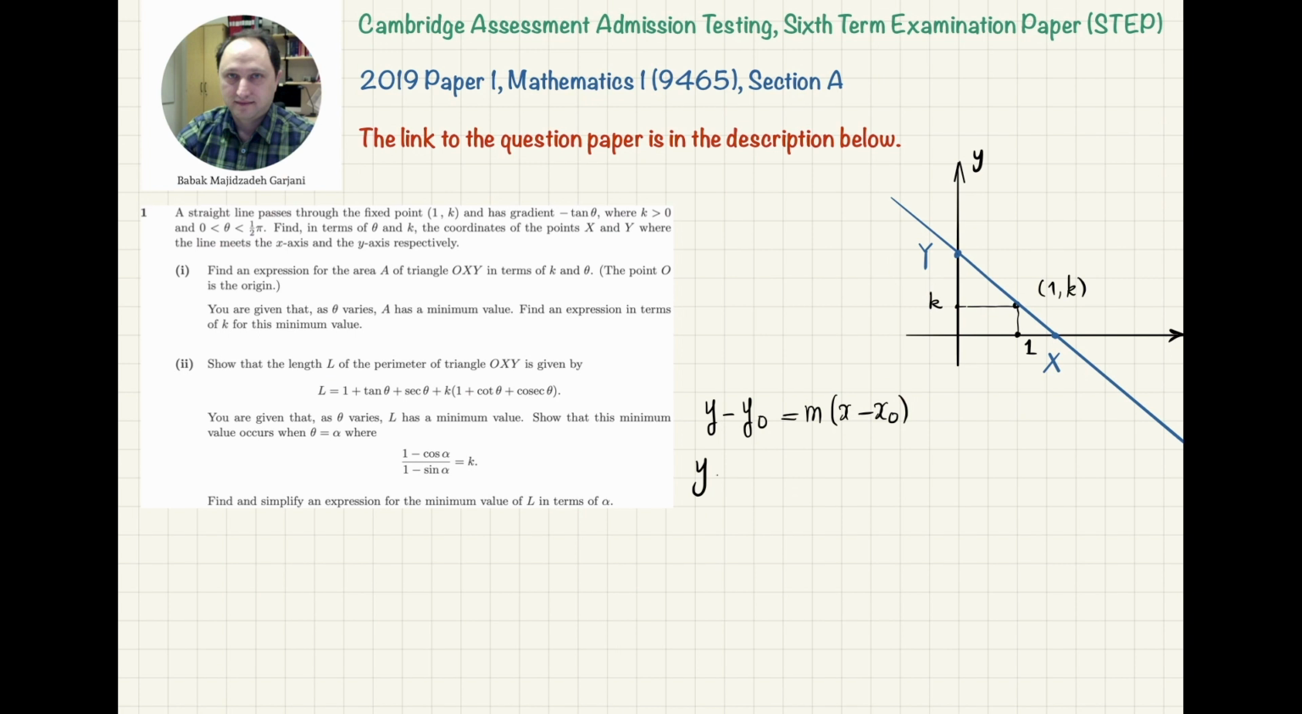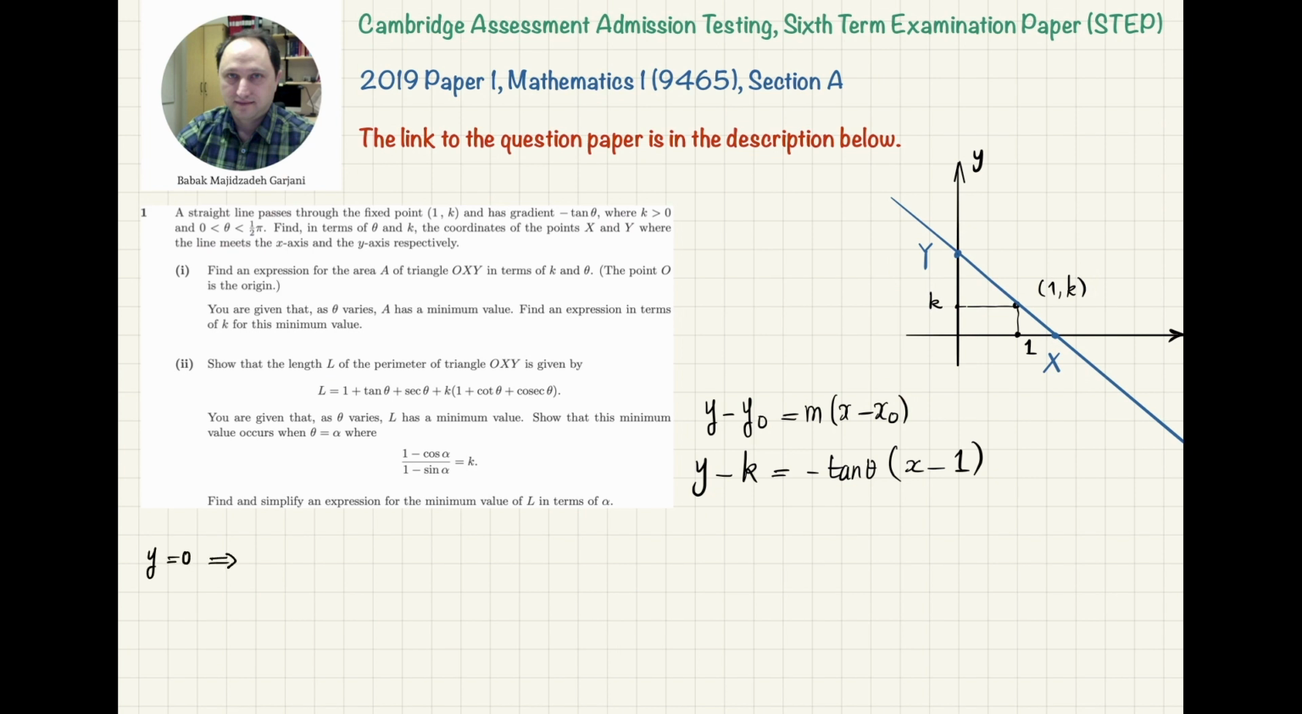So I have y minus y0, I put the y coordinate of my point, which is k, equal to, instead of m, the gradient, which is given to be minus tangent of theta, times x minus x0, where x0 is the x coordinate of the same point, which is 1 here. So that would be an equation representing this blue line. If I want to find the coordinates of X, I need to put y equal to 0 and calculate x. So I put y equal to 0.